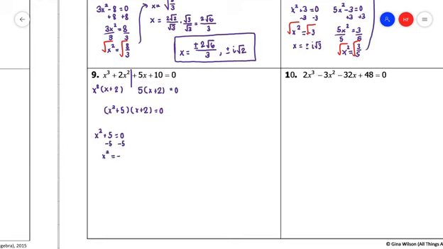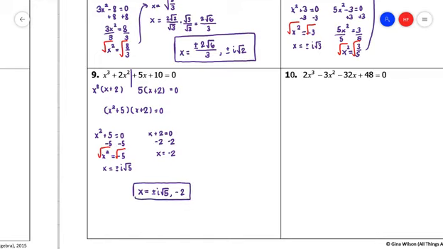X squared equals negative 5. Take the square root of both sides. X equals plus or minus i root 5, and then x plus 2 equals 0. So we subtract 2, and x equals negative 2. So my values for x are plus or minus i root 5 and negative 2.